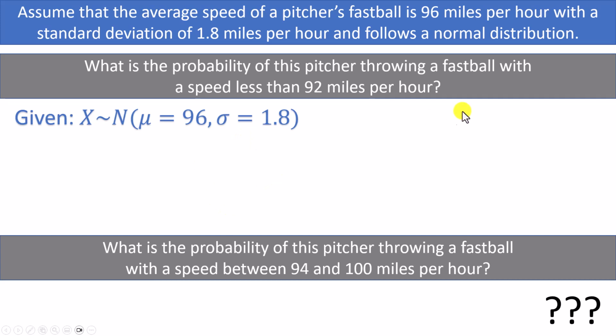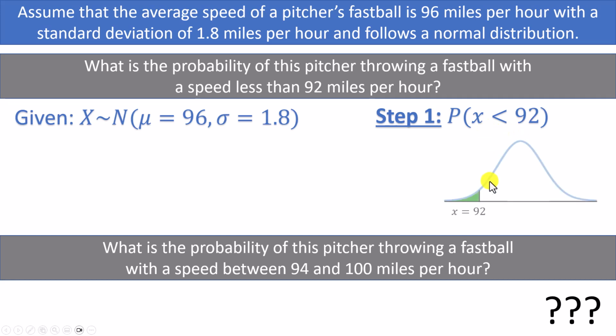Then we can do step number 1, which is to write out our probability statement. We want to find the chance that it's less than 92 miles an hour. So that's the chance that x is less than 92. On the picture, that's going to look something like this. I could also put the mean on there. Looks like I didn't, but the mean of 96 would be right down the middle. 92 would be somewhere to the left, and we're finding the probability that we are less than that.